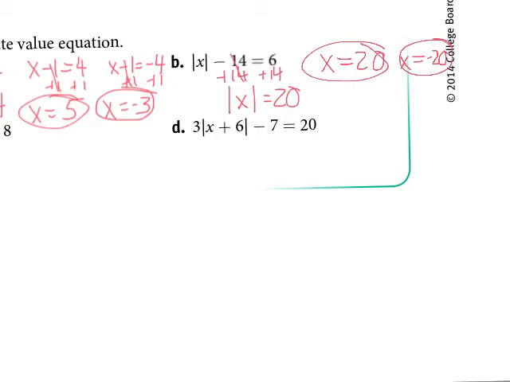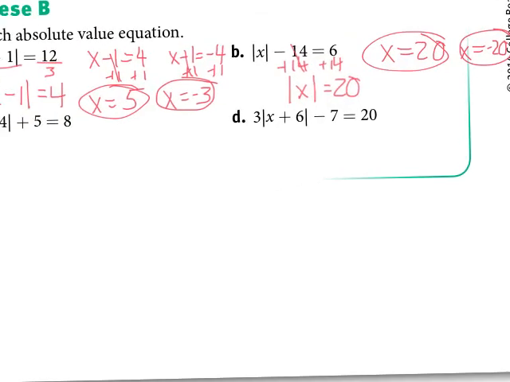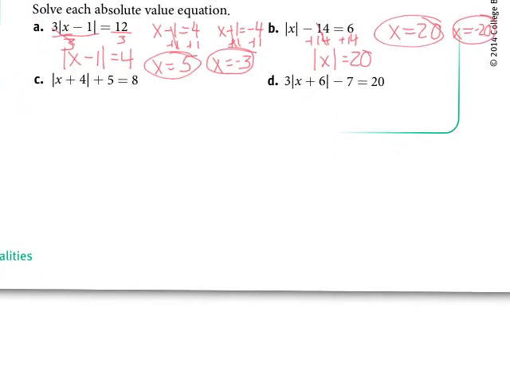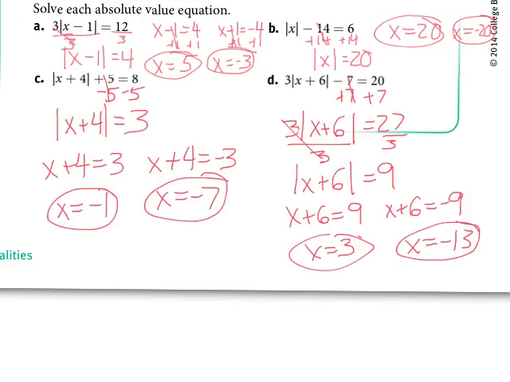Okay, so I want you to take those 2 examples, and now I would like you to pause the video, try C and D on your own, and then you can go ahead and play the video when you're ready for my responses. Okay, so you can see my answers here for C and D. On C, I need to get rid of a plus 5 by subtracting 5 from both sides. I isolate the absolute value, and then this needs to be 3 spaces away from 0. So it could be 3 or negative 3. And then you see my 2 answers of negative 1 and negative 7.